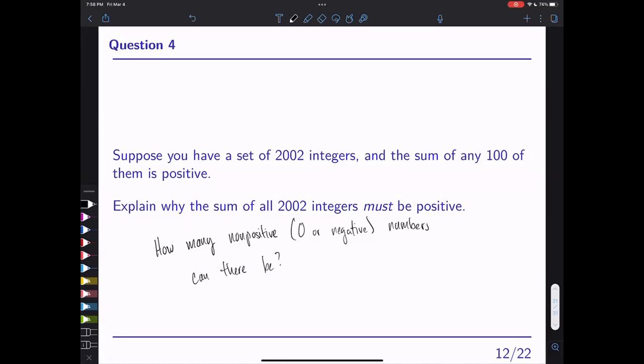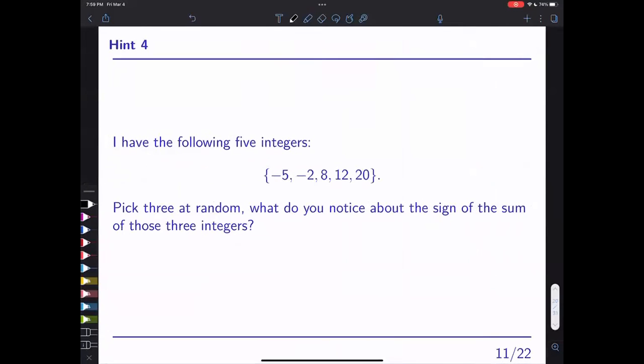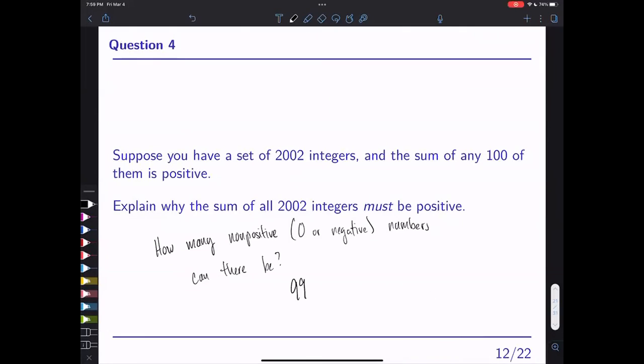I got a couple good answers. Could be 99. Sure. That's absolutely correct. 100 doesn't work. They could all be negative. But 99 of them could be negative, and that other integer could just be so large. Like in the hint, 8 is larger than the absolute value sum of those two numbers, right? You get a -7. 8's bigger than 7. Same thing here. I could totally have 99 negative numbers. That last one's got to be real big.